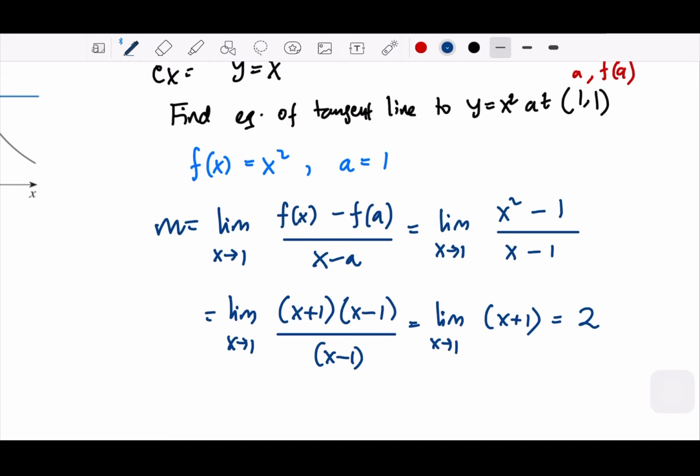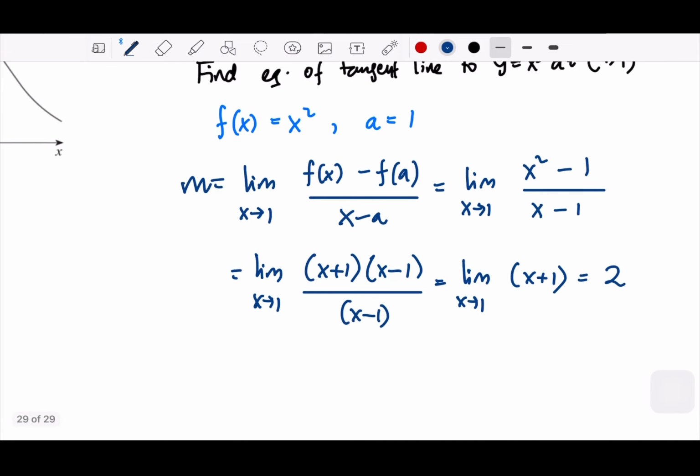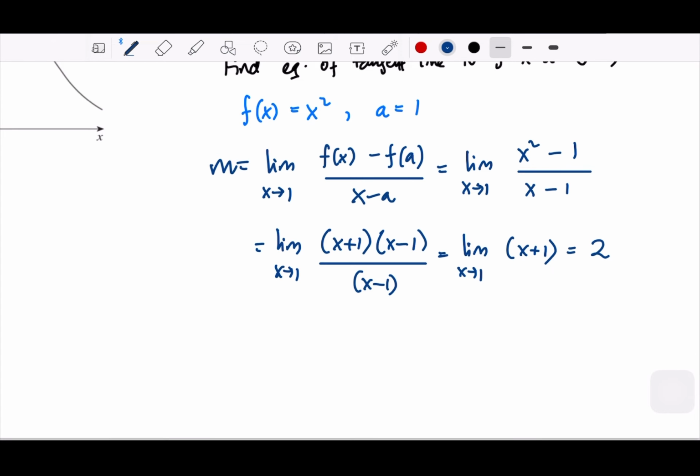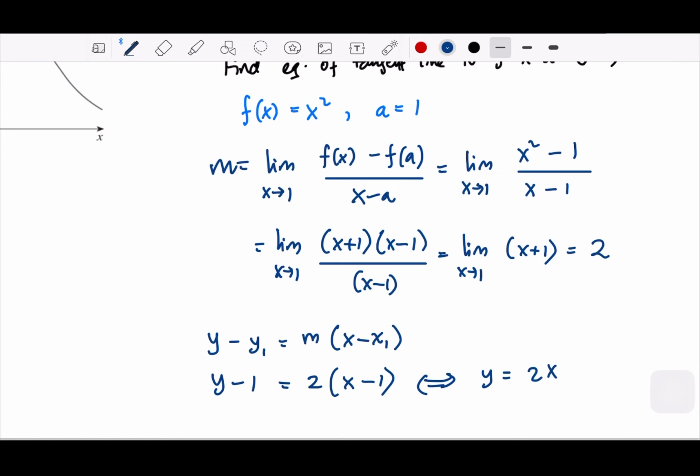The slope of the tangent. We need to find the tangent line, so we need to input this m into our equation of the tangent line. For the equation of the tangent line, we have y minus y1 equals the slope times x minus x1. Our x1 and y1 is just 1, 1, our point. So y minus 1 equals 2 times x minus 1, or we have y equals 2x minus 2 plus 1.